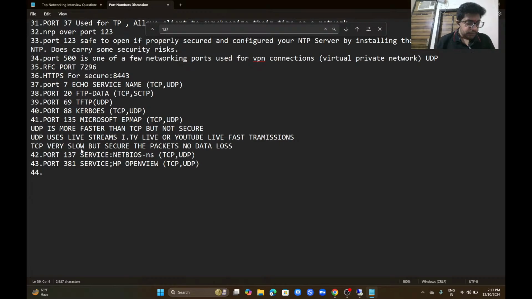Okay, 443 is secure, and 465 is port 465, SMTP, Simple Mail Transfer Protocol over TLS, Transport Layer Security, versus SSL, and uses TCP protocols.